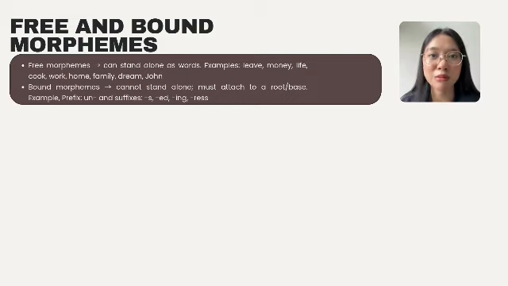For bound morphemes, we have found the following in this transcription. The first one is the plural suffix. For the plural suffix, we have -s, and the example words are years and dreams. The second one is the prefix "un-".